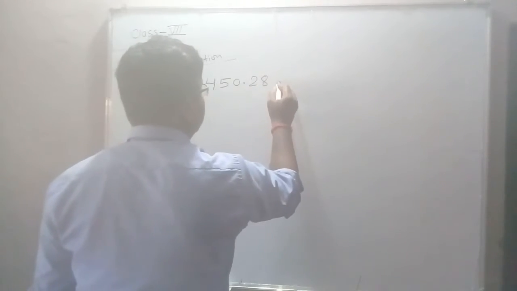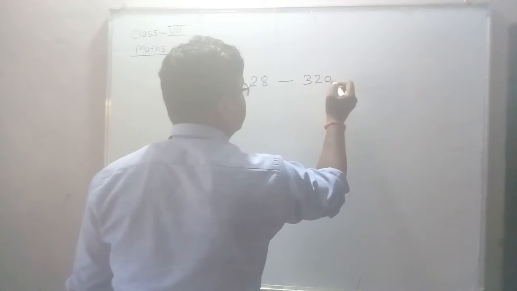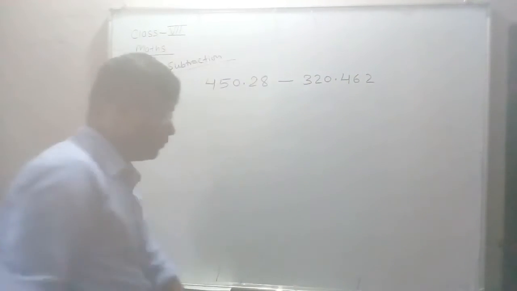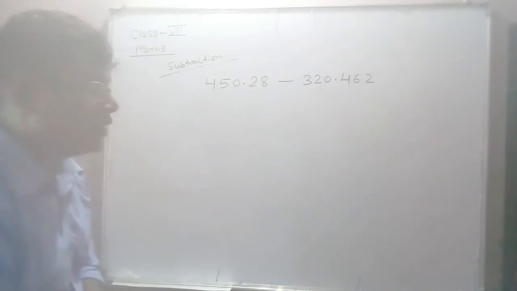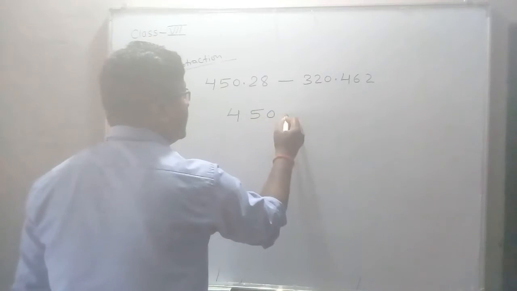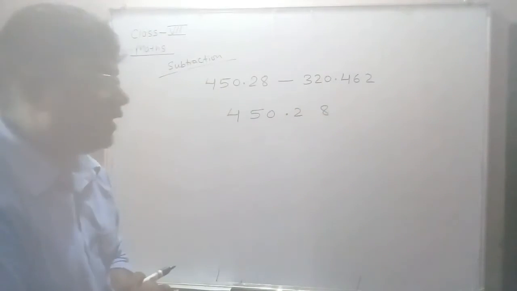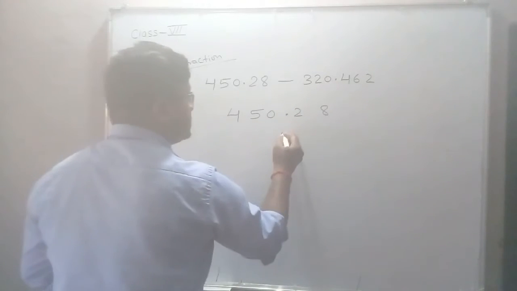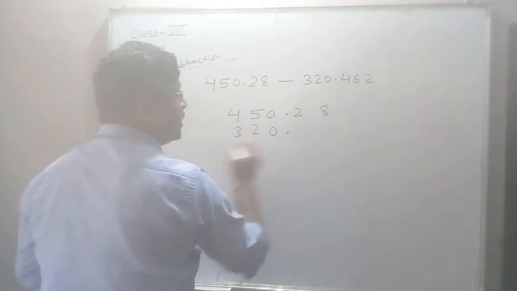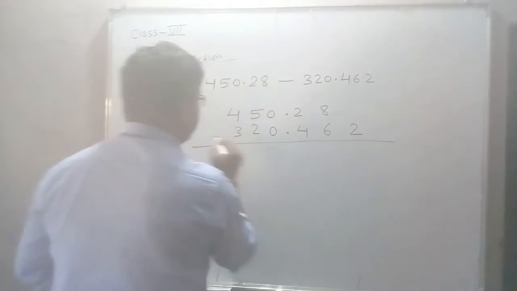450.28, you have to subtract 320.462. Okay, so in what way do you have to do it? Same way again, 450.28. Now place them according to their place value, 0 2 3, 4 6 2. So now let's start the subtraction.